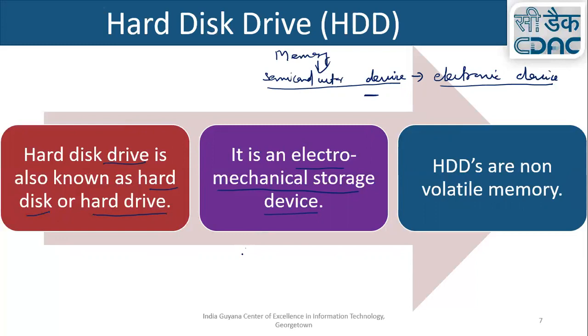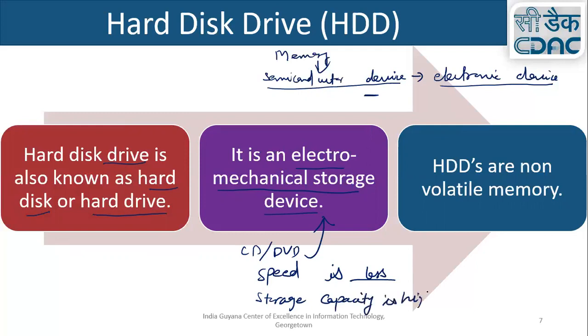And again, your CD, DVD is also a form of electromechanical storage device. Since it is an electromechanical storage device, its speed is less. But storage capacity is high. Hard disks are again non-volatile memory. This is required because it is secondary storage, and any secondary storage is non-volatile, meaning data persists over time. This is the meaning of non-volatile. Any question up to this point?